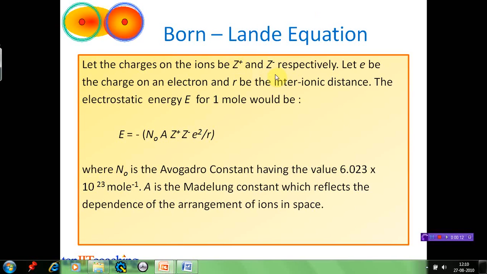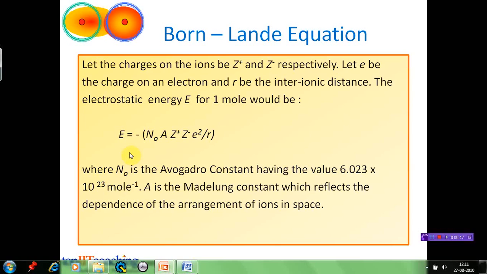Assume that the charges on the ions are Z plus and Z minus. e is the electronic charge and r is the interionic distance. So we can give the electrostatic energy, that is capital E, for 1 mole of the solid ionic substance as E is equal to N naught A Z plus Z minus e square divided by r, where N naught is the Avogadro constant and we know its value is 6.023 into 10 raised to 23 per mole.